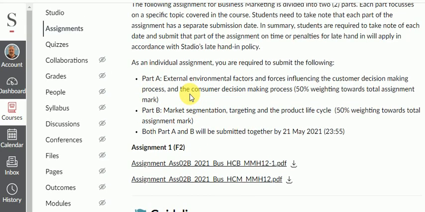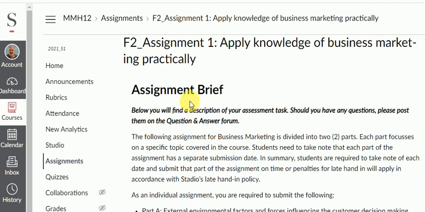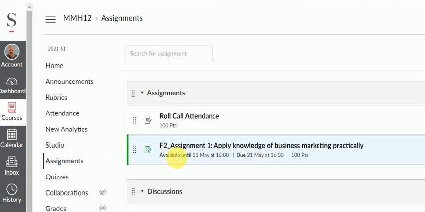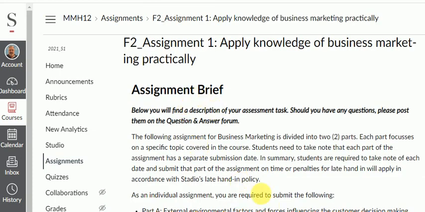Right. Another way that you can actually obtain access to these assignments, if I go back to the home page, if you go onto the homepage of MMH12 and you go straight to assignments, you don't go onto the module page, you'll see there assignment 2, Applied Knowledge of Business Marketing Practicals. If you click on that, it will take you to exactly the same page that I've just discussed with you. It's just 2 different ways of getting to your assignment. The quick links one is obviously the easiest one because it is in each week of the specific activity.